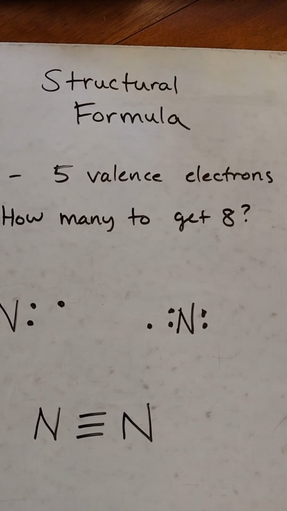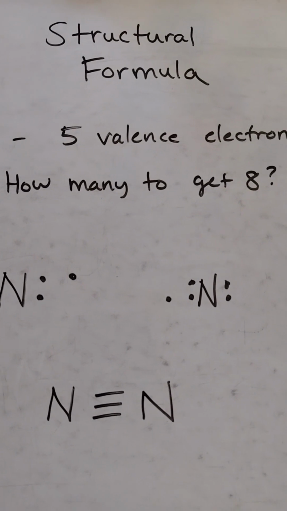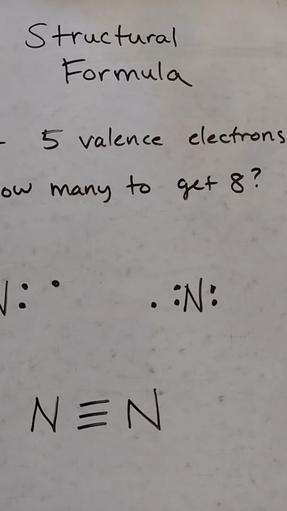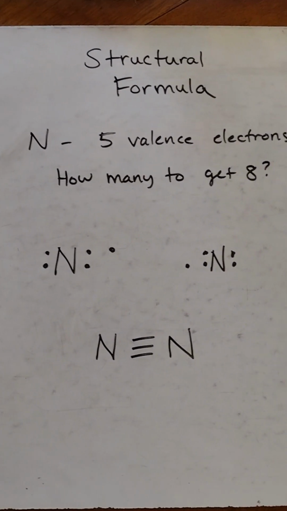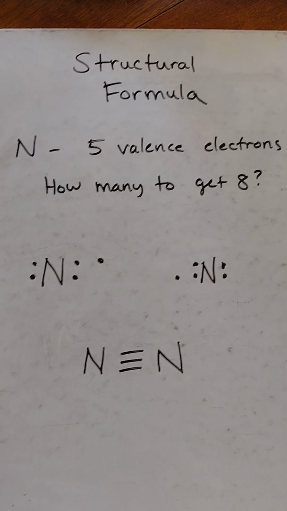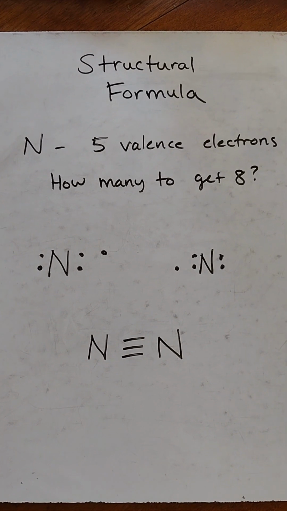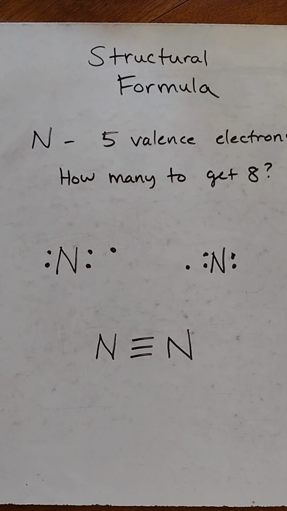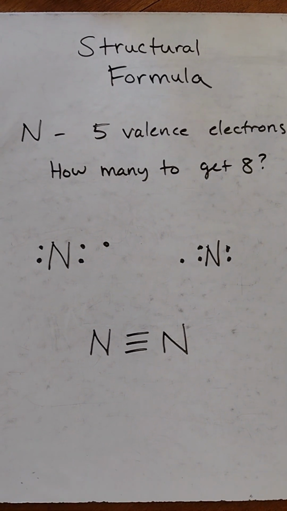Think about nitrogen. It's a group 5A element. It has 5 electrons in its outer energy level. If 2 nitrogen atoms each shared 1 electron, they would still only have 6 valence electrons. If they shared 2 electrons, they would still only have 7 valence electrons. But if they shared 3 electrons, then they would each have the 8 valence electrons needed for a stable electron configuration. And so that's called a triple bond.